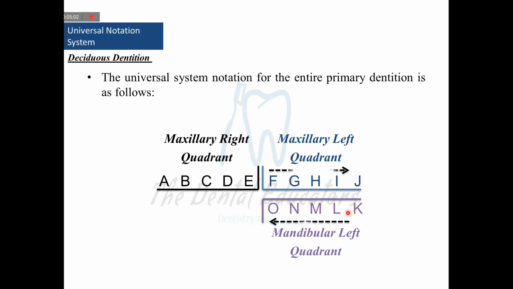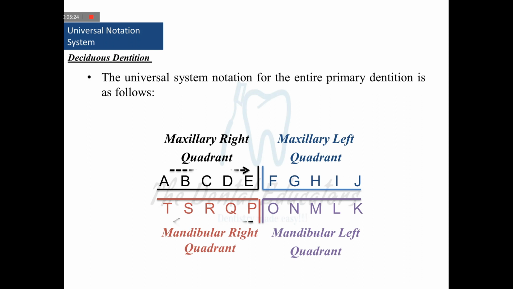That is, the first molar we label as L, the canine we label as M. For the lateral incisor of the left quadrant, we label it as N. And finally, the central incisor of the mandibular left quadrant, we label as O. Now we will continue to count the teeth on the right hand side in the same alphabetical order. So the next tooth after the central incisor of the left mandibular quadrant is P.